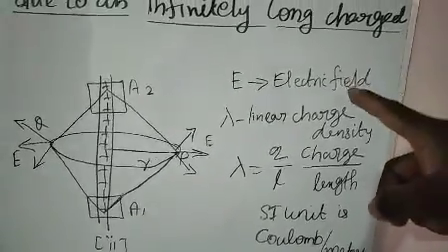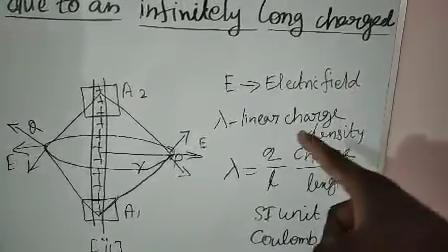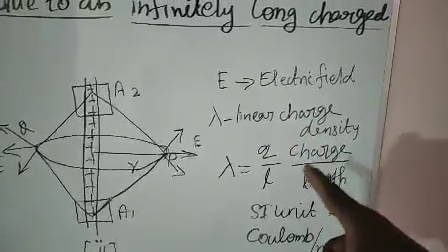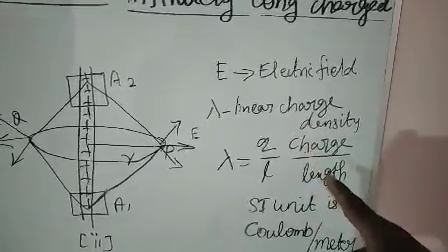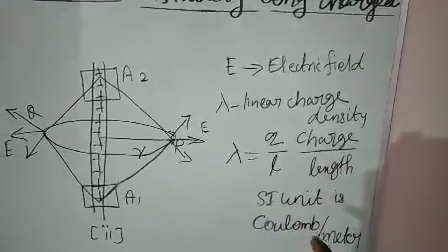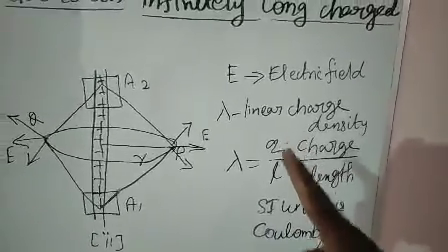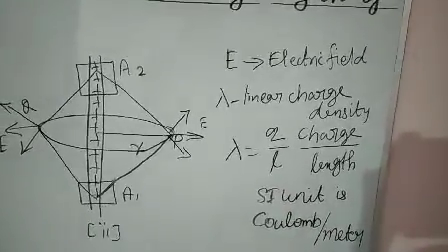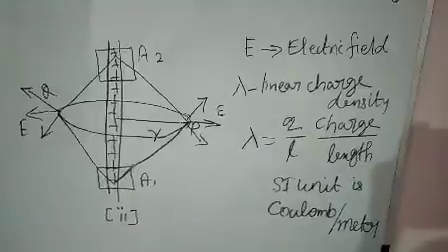E represents electric field, lambda represents linear charge density. It is equal to charge per unit length. The SI unit of linear charge density is coulomb per meter. Charge is in coulomb, length in meter. So the SI unit of linear charge density is coulomb per meter.